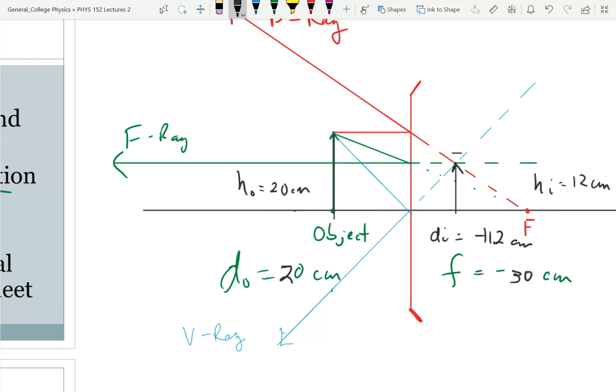Go ahead. I don't know if this is considered not the right way to do it, but I'm still kind of confused because when it's real or virtual, or where the lines go, could I do the calculation first and then say, okay, this is negative, so I know where it's going to be now, and then draw it?